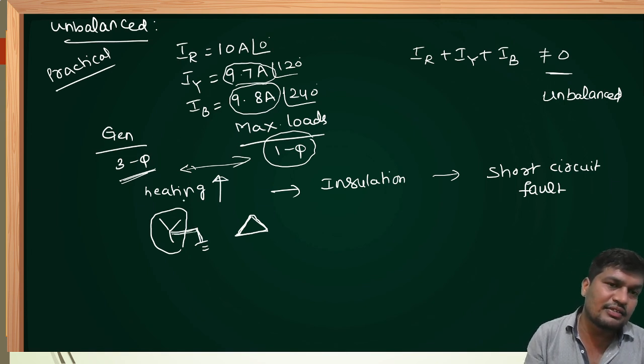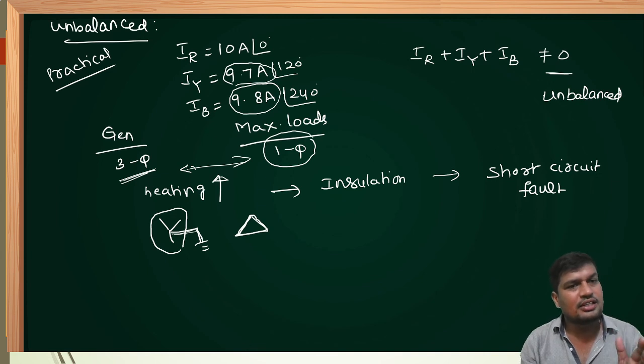A synchronous generator has two windings. One is rotor, other is stator. Stator is designed with three-phase winding, that too star connected winding, but not delta connected winding. Right.